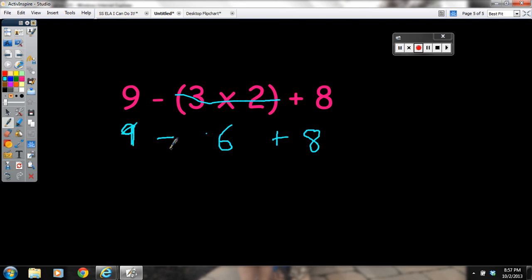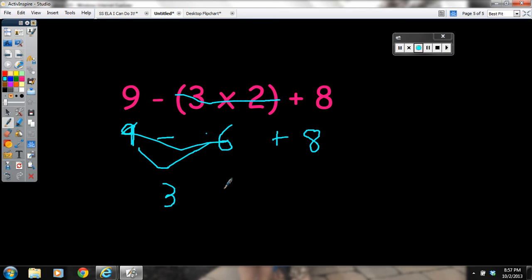Now what I was calling these two symbols in class, the subtraction and the addition, I was calling them cousins. And I say when these cousins are together, nobody is more important than the other. You read it from left to right, just like a sentence. So I would not do this 6 plus 8 first. Since the minus and the addition are left together, I would read it left to right, and I would solve 9 minus the 6, and I would get 3.